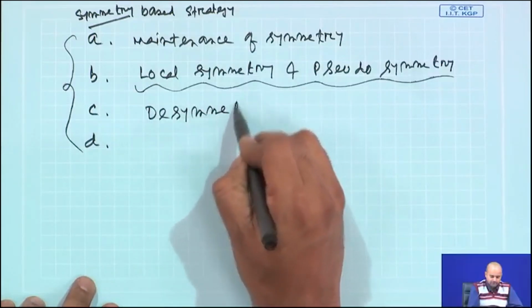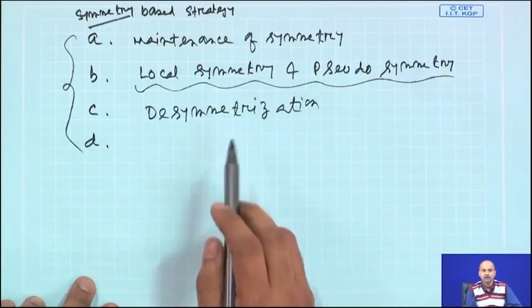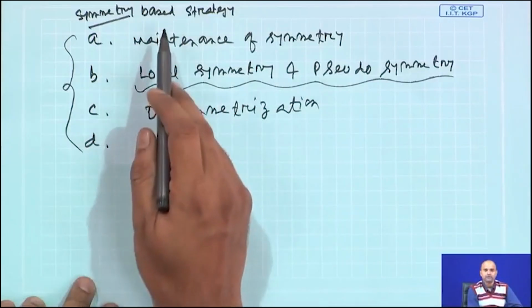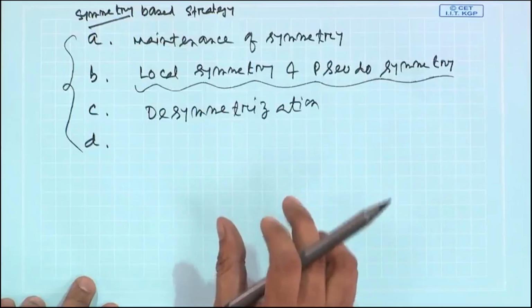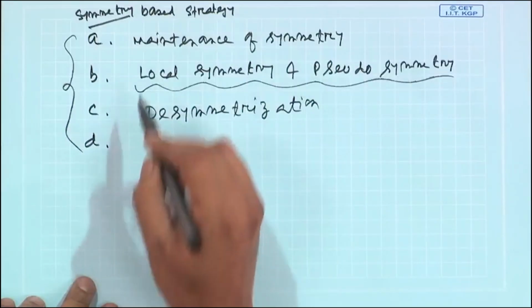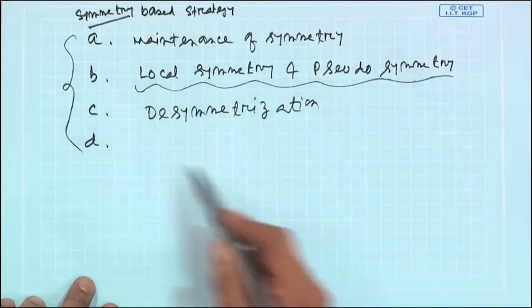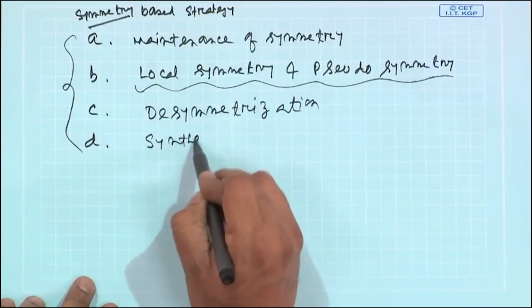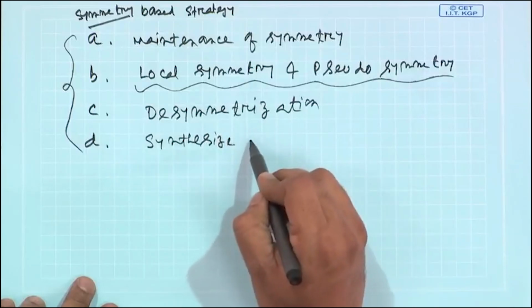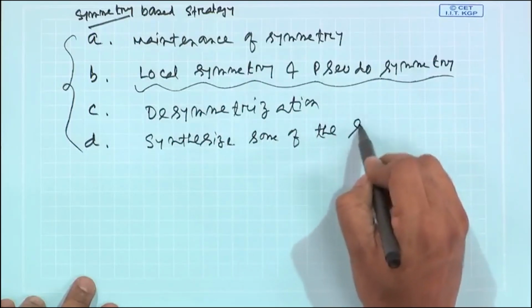Then we will find that desymmetrization is also a very important strategical guideline which falls under symmetry based strategies. What is desymmetrization? We will try to have a very brief idea of desymmetrization based strategies. And then, point D, we will try to explore all these three different guidelines and try to synthesize some symmetrical molecules. So, this will be our main point of discussion.